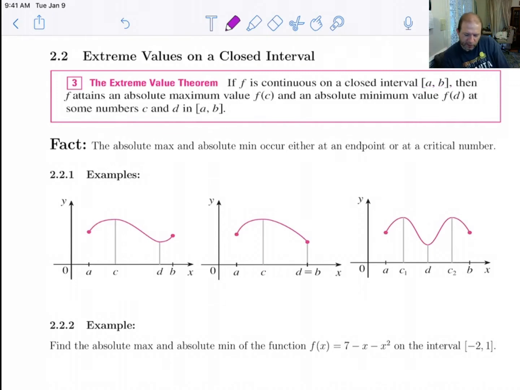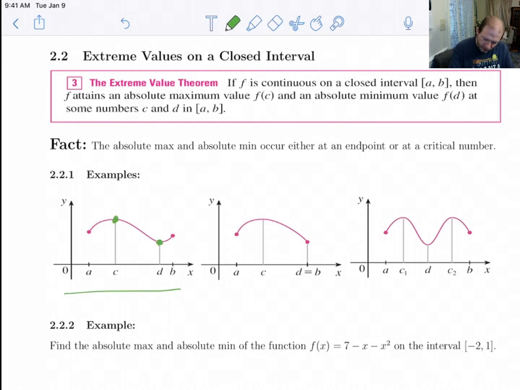The extreme value theorem says if f is continuous on that interval A to B, then somewhere in that interval, f is going to attain an absolute maximum value and an absolute minimum in that interval. And this example shows three different possibilities. On this first one, the absolute max between A and B is the highest point that it attains, and this is the lowest.